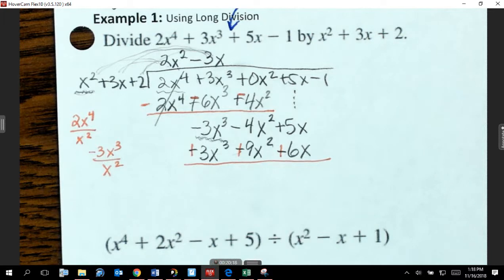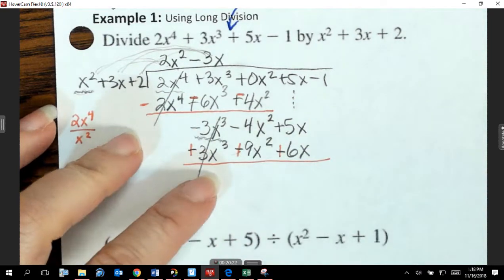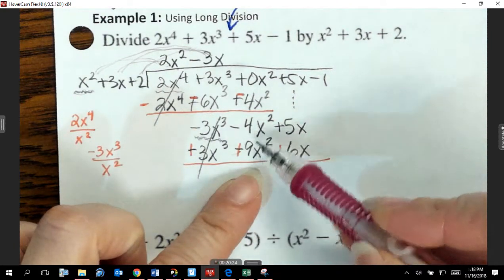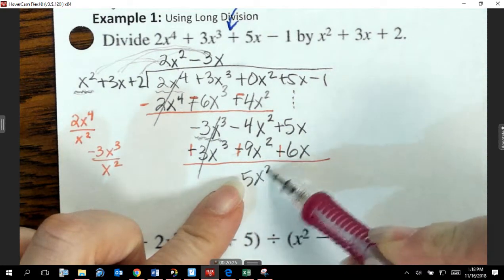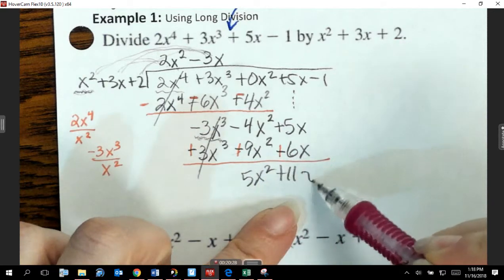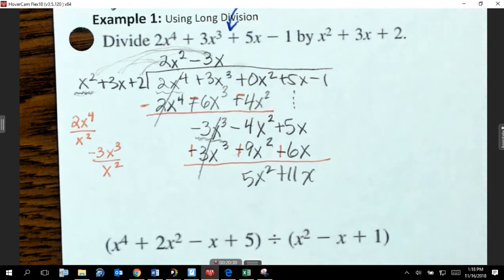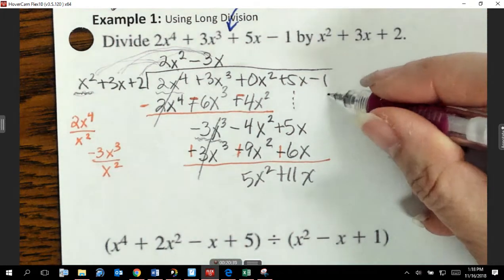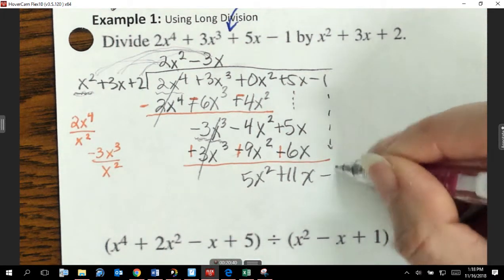Okay, so we're going to subtract. We're going to have negative 3x, and then when I end up adding 3x cubed, those cancel out. Here we have 5x squared, and then plus 11x. So after subtract, what do we do? Bring it on down. We get negative 1 out there.